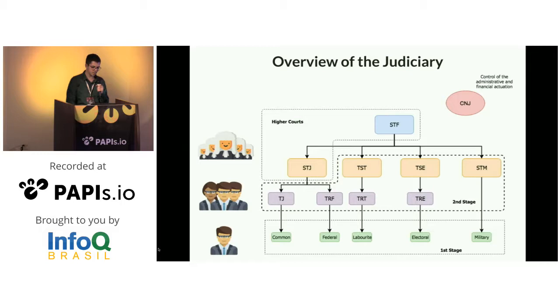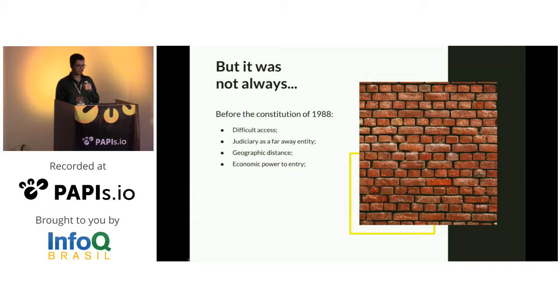But this was not always the case. In 1988, a new constitution was made to make this possible. Before this time, the judiciary was very difficult to access. Only the people that had the money or the education could have access to the judiciary. So the power to talk to the states before was really scarce. And when, in 1988, a new constitution was made, the doors to the judiciary were opened freely to the public.